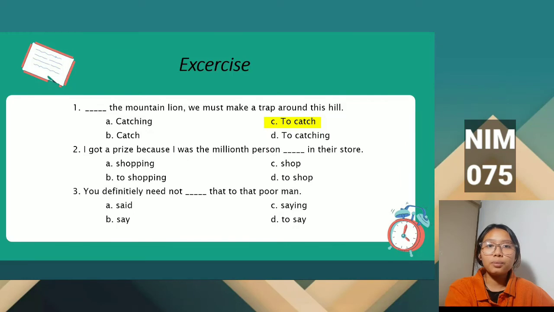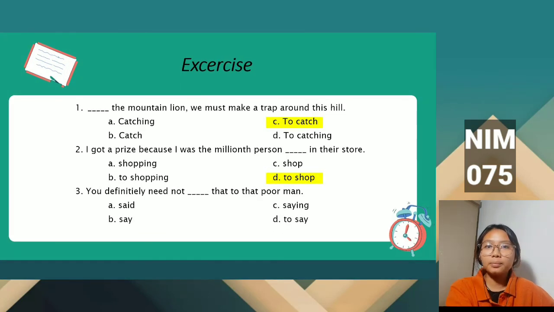Question number 2. I got a prize because I was the millionth person blank in their house. The word millionth person is an ordinal number. After an ordinal number, we can put an infinitive. The answer to this question is option D, to shop.